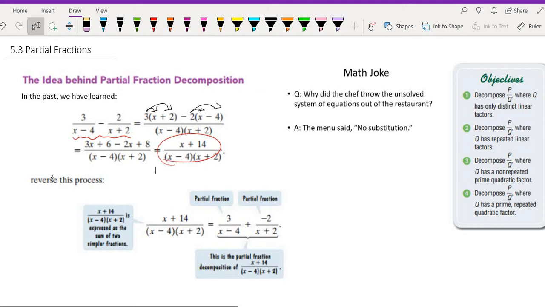Today, what we're doing is reversing the process. So basically what you have is x plus 14 over x minus 4 times x plus 2. And then from here, we're going to somehow get 3 over x minus 4 plus negative 2 over x plus 2. So on the right hand side, we say this is the partial fraction decomposition of x plus 14 over x minus 4 times x plus 2. So right here, 3 over x minus 4 is our partial fraction, then plus another partial fraction.